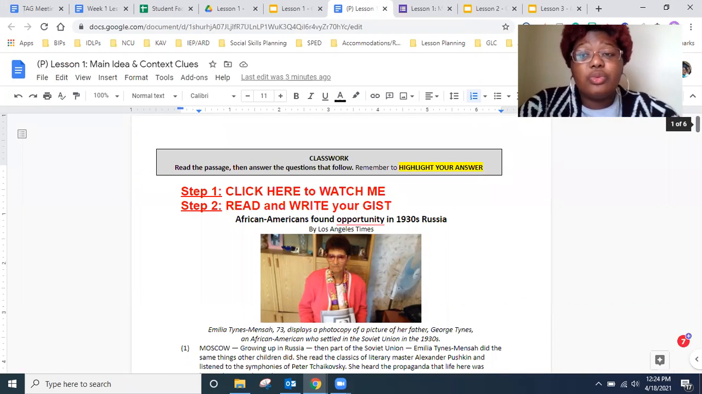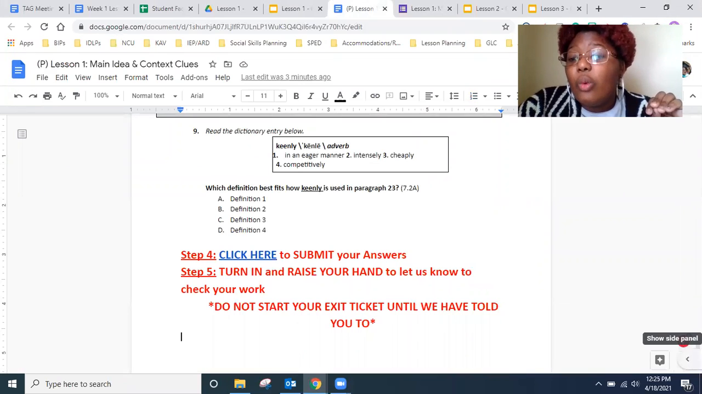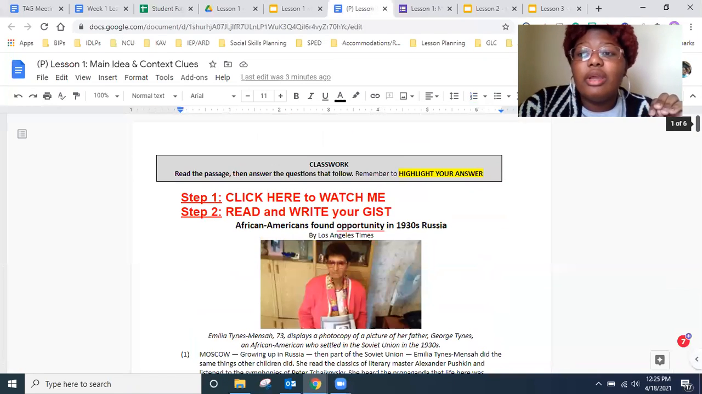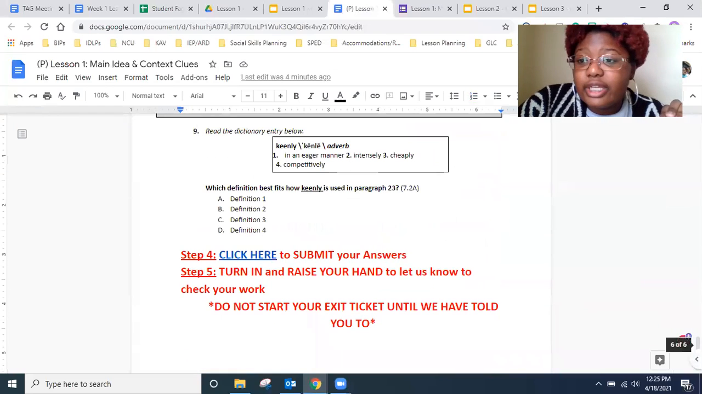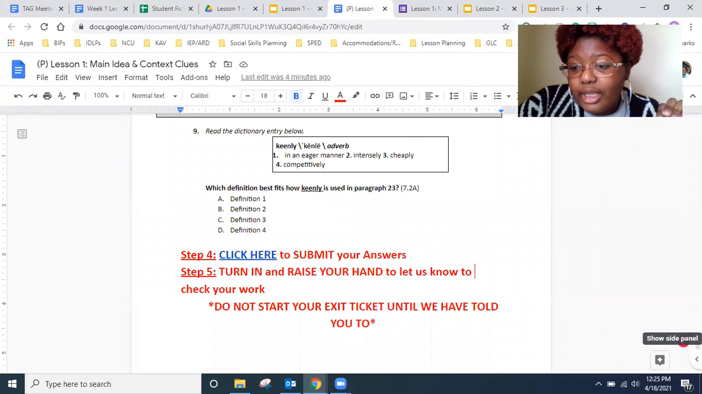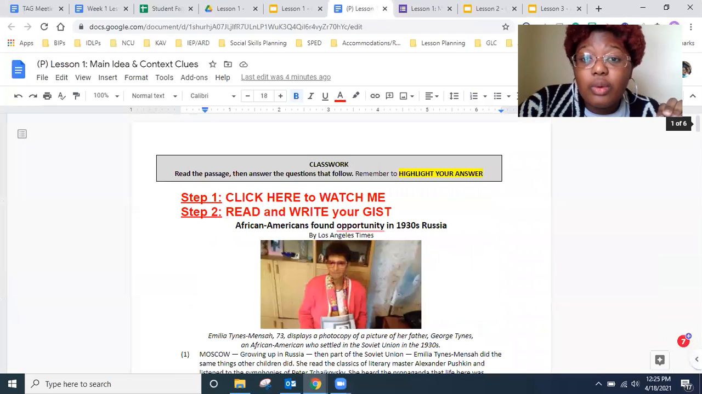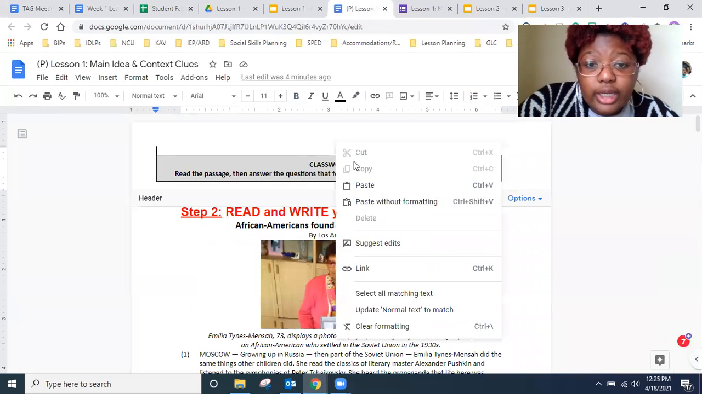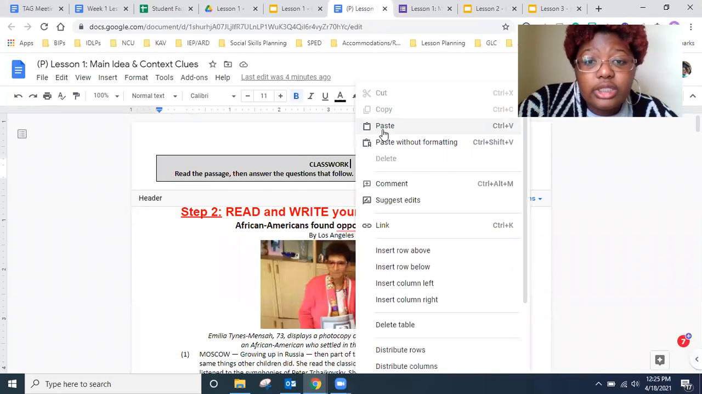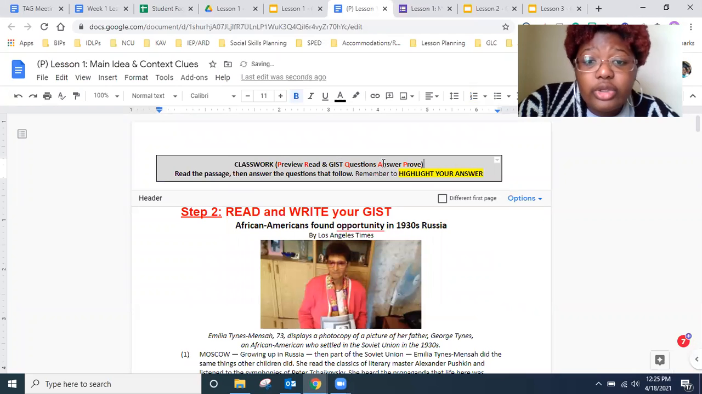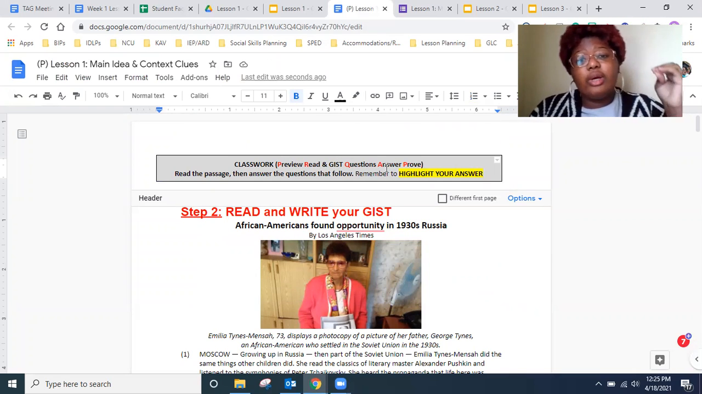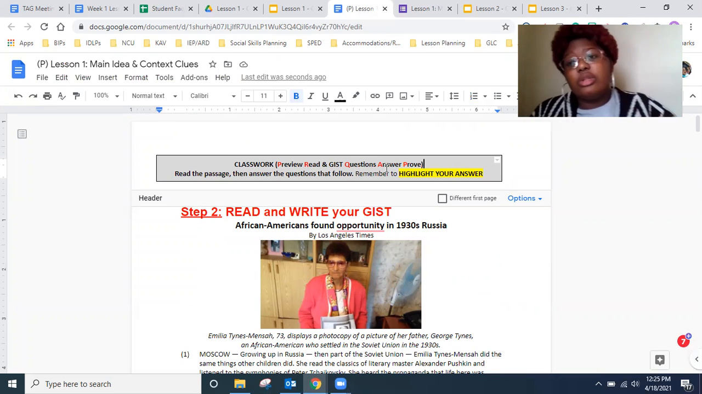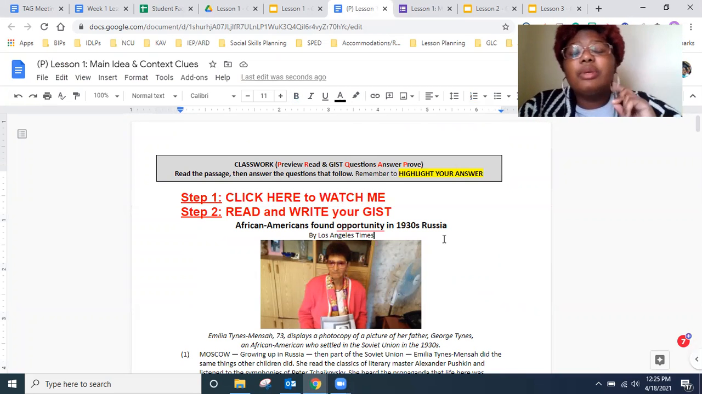One thing I'm going to do automatically is write down what strategy I'm using, because if I don't put it here, I'm going to forget. I'm going to go to the top of my page, double click on this header, and in this box I'm going to write down my strategy. My strategy is PRQAP. I'm previewing, reading and gisting, looking at the questions, answering the questions, and proving my answer.